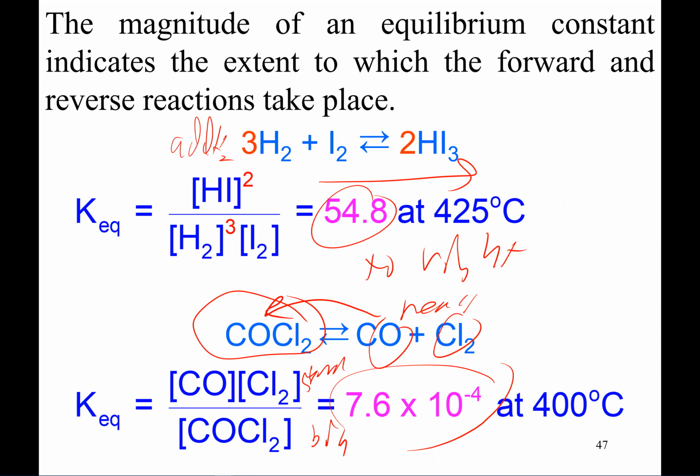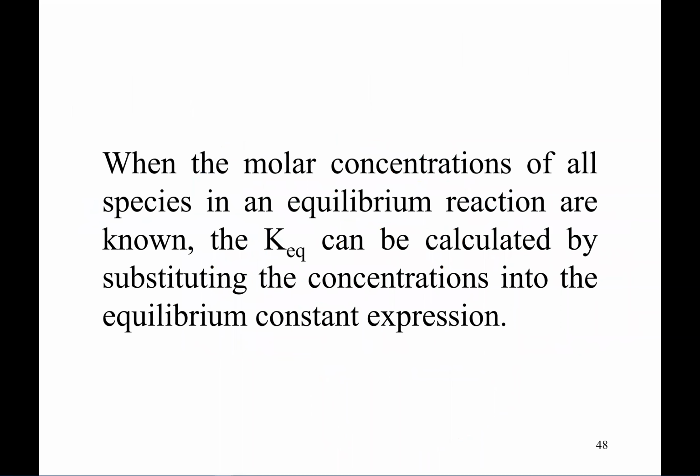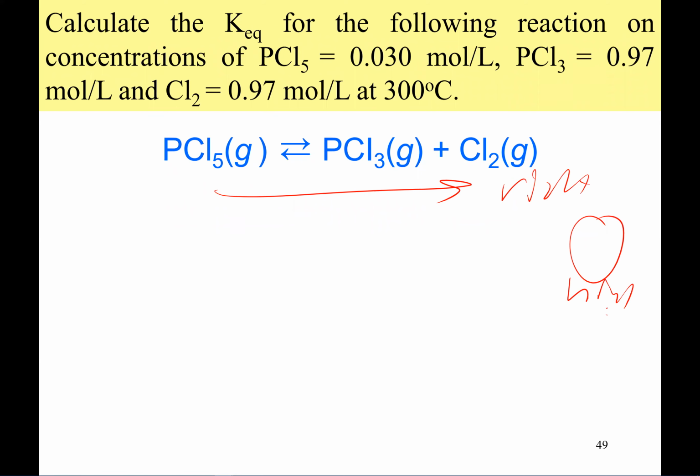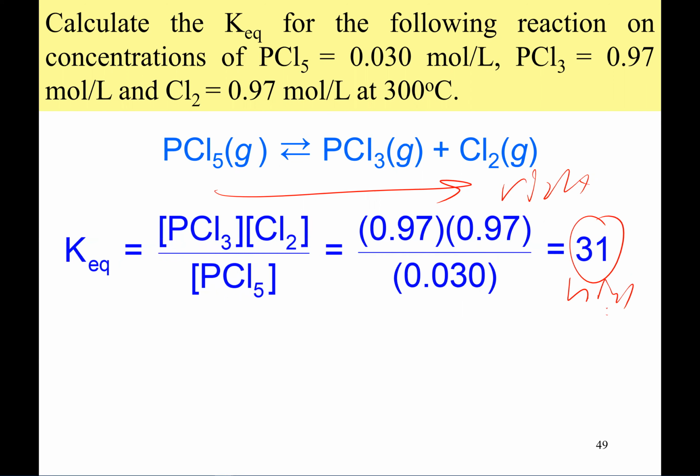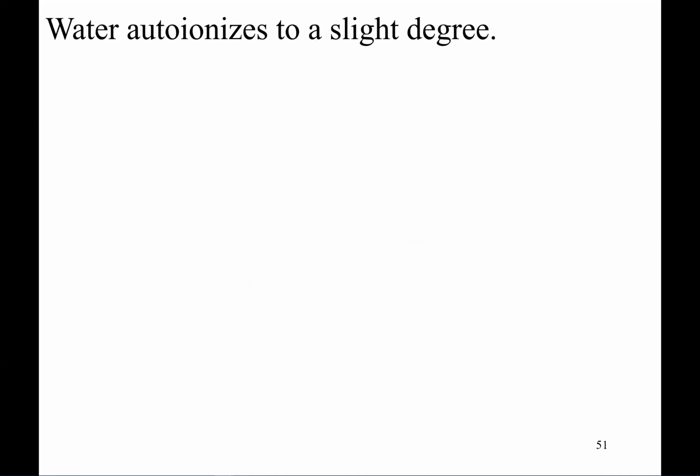For this one, at 400 degrees Celsius, you've got more reactants present, it goes to the left. And so then you have a number much less than 1. More reactant than product exists. When the molar concentrations of all species are known, the KEQ can be calculated by substituting the concentrations into the equilibrium constant expression. So calculate the KEQ for the following reactions, and basically you set up that formula, you plug the values in, you get 31, and then there are some more product constants that are important to understand.